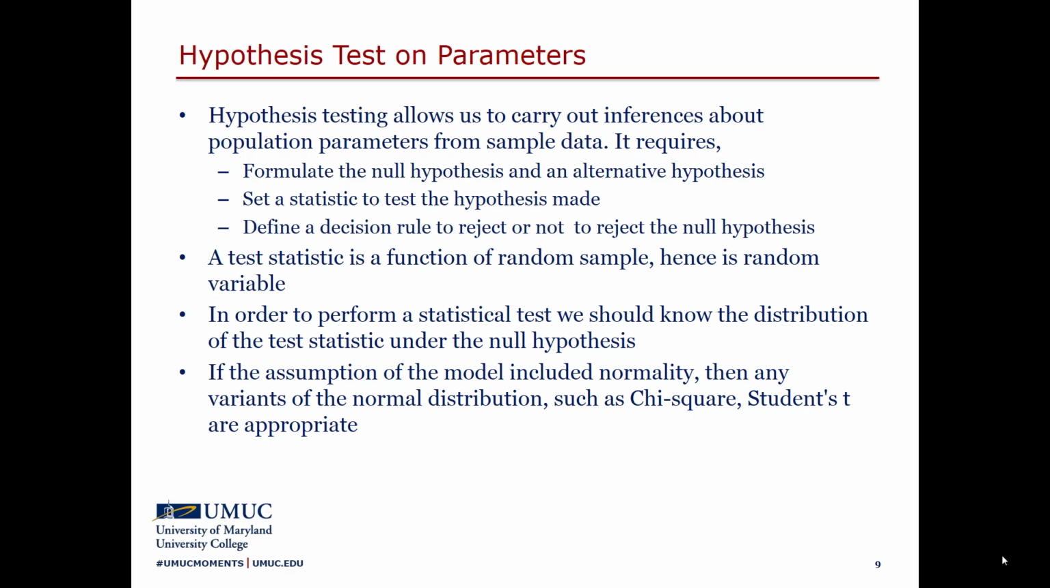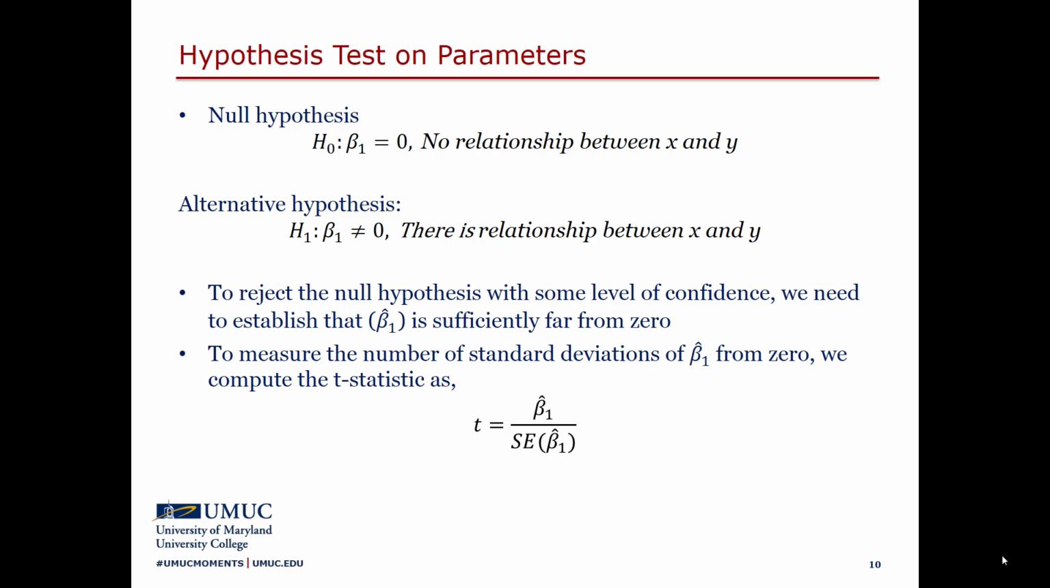So in order to perform a statistical test, we should know the distribution of the test statistic under the null hypothesis. Now, in the setting where you have a normality assumption, which is the case in the regression setting, some variants of normal distributions such as chi-square and student t distributions are appropriate. Here in the regression, we use a student t distribution for the test statistic. Okay, what is the null hypothesis? The null hypothesis is there is no relationship between the explanatory variable x and the response variable. No relationship. The alternate hypothesis will be there is some relationship between the two.